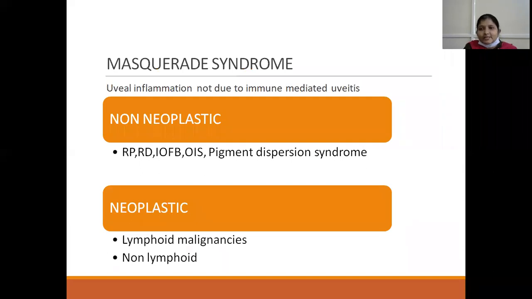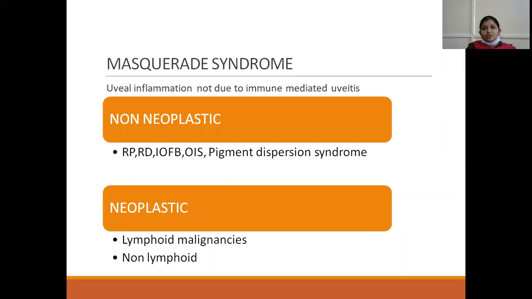Next, coming to masquerade syndrome. So this is uveal inflammation which is not caused due to immune mediation. There are two types of masquerade syndrome, caused by either neoplasms or non-neoplastic conditions. What comes under non-neoplastic masquerade syndromes are retinitis pigmentosa, retinal detachment, intraocular foreign bodies, ocular ischemic syndrome, and pigment dispersion syndrome. Next, coming to neoplastic masquerade syndrome.